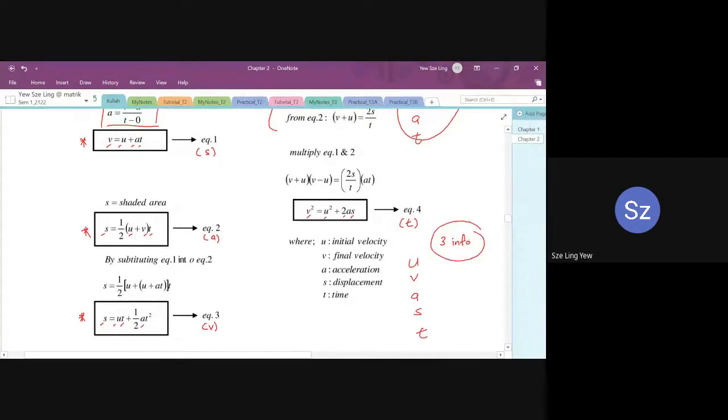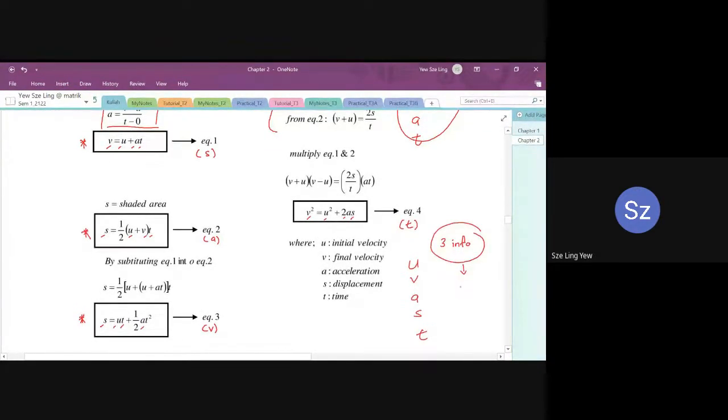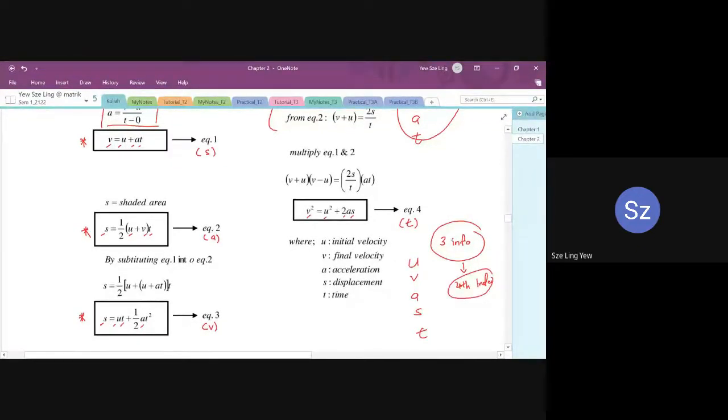And then you need to find the 4th one, the 4th info. So, you look at these 4 variables and then you try to compare with these 4 equations. See which one can be used, because every equation contains at least 4 variables. All right, just one missing.